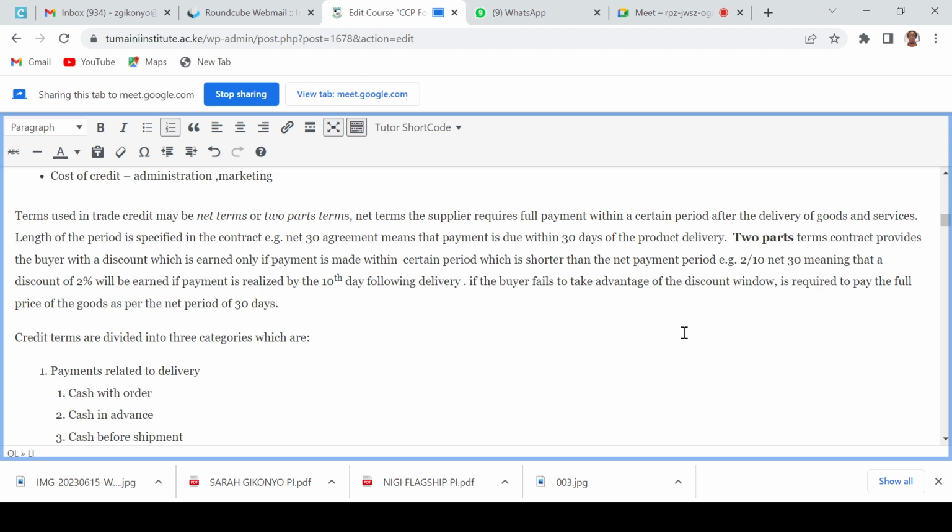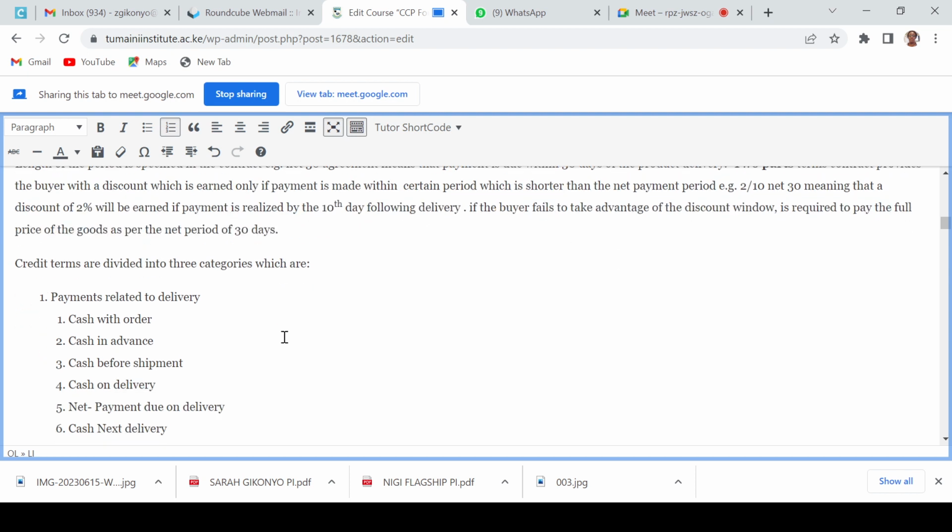So inaweza kuja just, it means there is a discount that is being offered for you after you have made a payment on time, right? So we normally see credit terms are normally divided into 3 categories. So the terms of payment or payment terms under trade credit are normally divided into 3 categories. Remember, we can talk about payment terms or credit terms. So payment terms are normally grouped into like 3 categories.